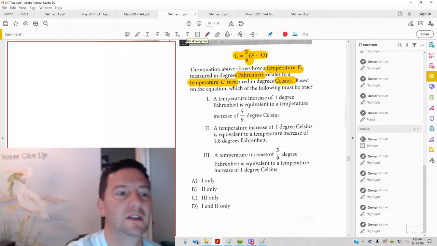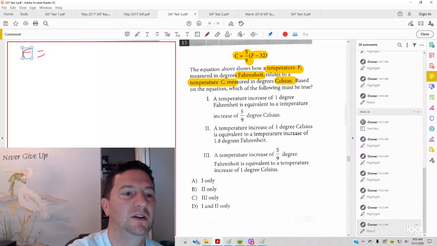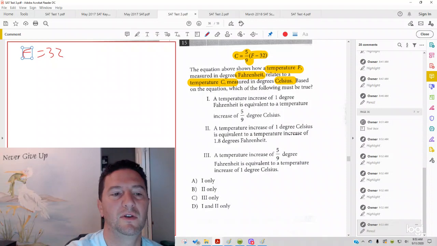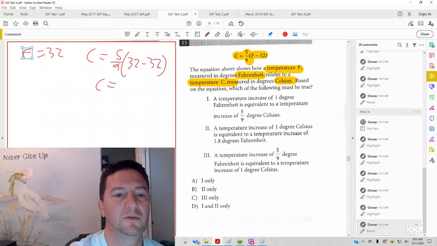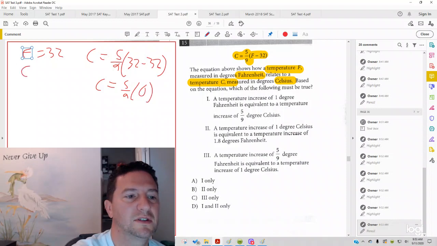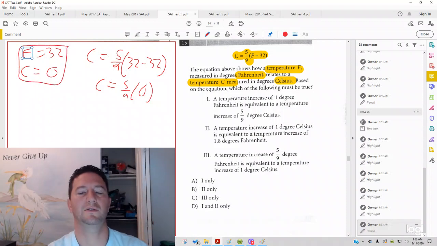So let's make our F here equal to 32. And then in the equation, now it's going to read C equals 5/9 times 32 minus 32. And you get C equals 5/9 times 0. And you get that your Celsius there is 0. Now I'm going to circle these together. When your Fahrenheit is 32, your Celsius is 0.